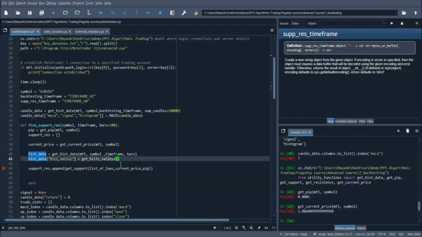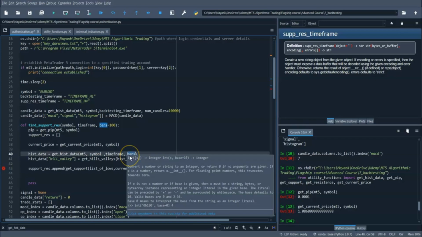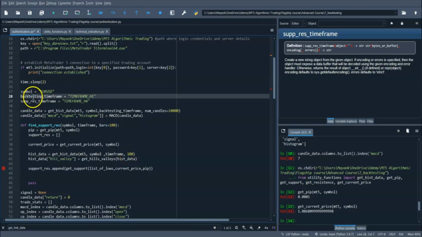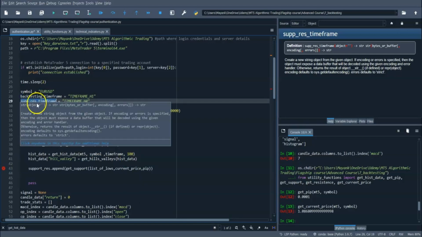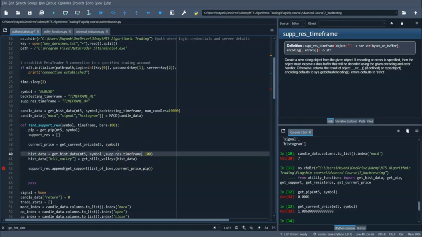So once we have got the historical data, do we want to actually see this once again so that we have a better understanding? Let's actually do that. So we already have MT5, we have symbol bars. Let me make this 100 and time frame. Let me paste support resistance time frame. Let me run this and see what we get.